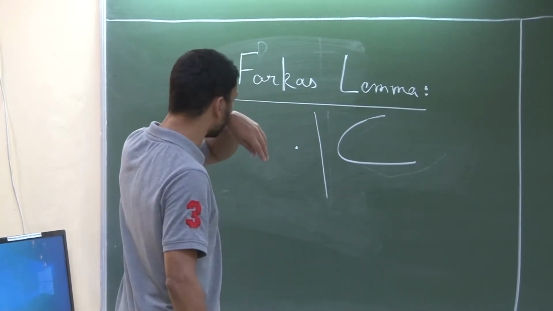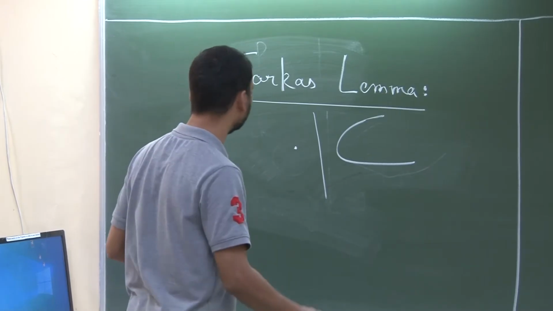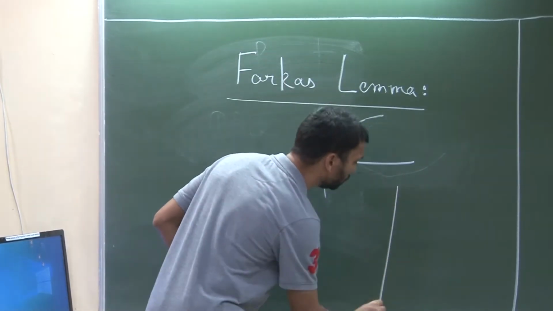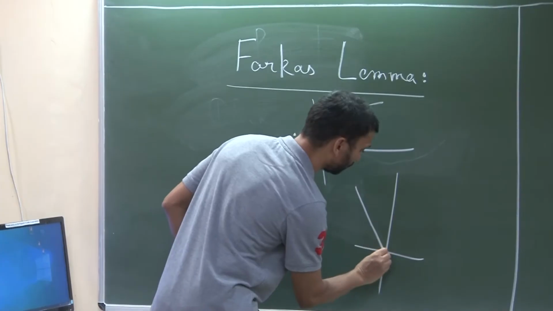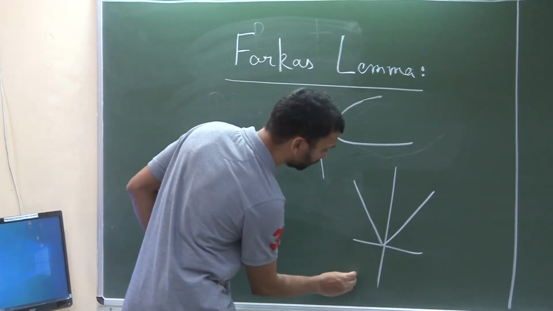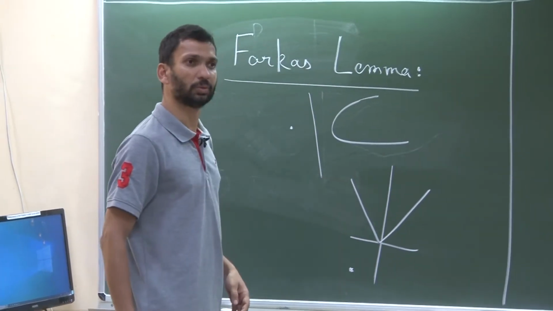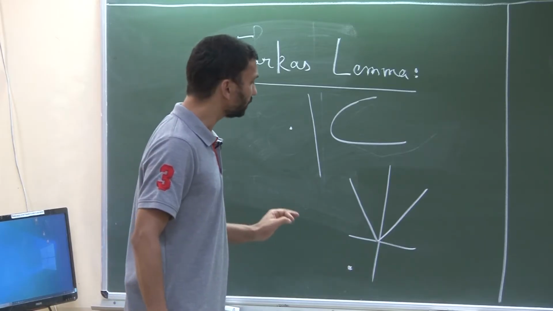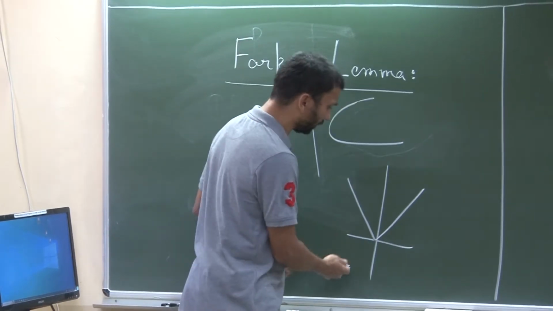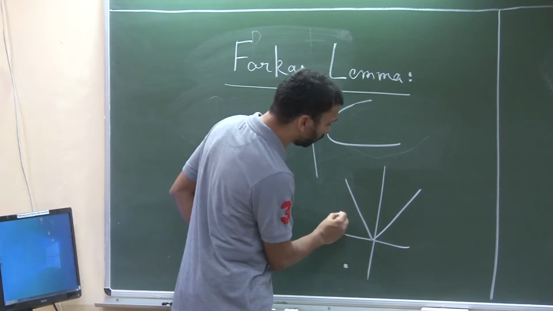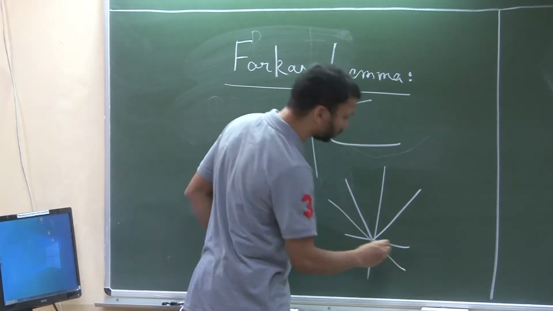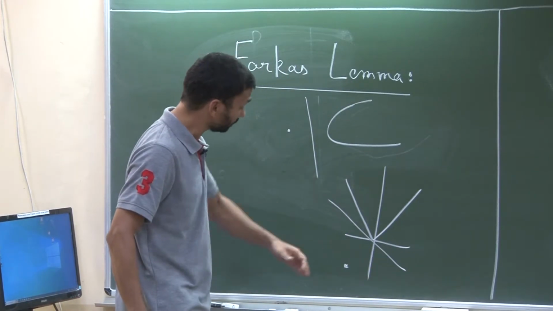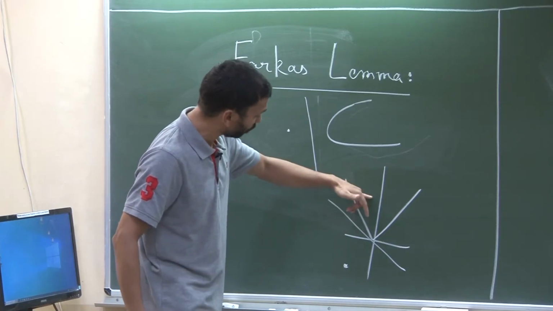One of the separations which is very useful is Farkas lemma, which talks about a cone and a point outside the cone. What it mentions is that given a point outside a cone, there always exists a hyperplane passing through the origin, which distinguishes between the cone and the point.